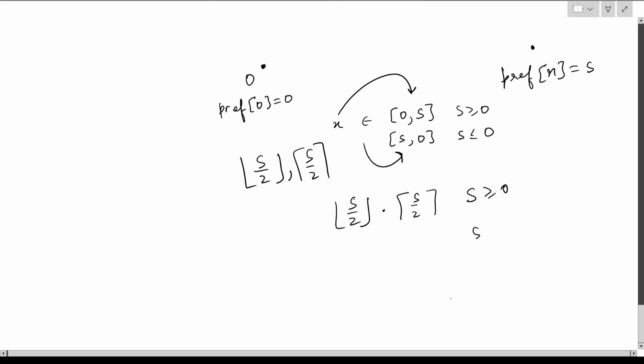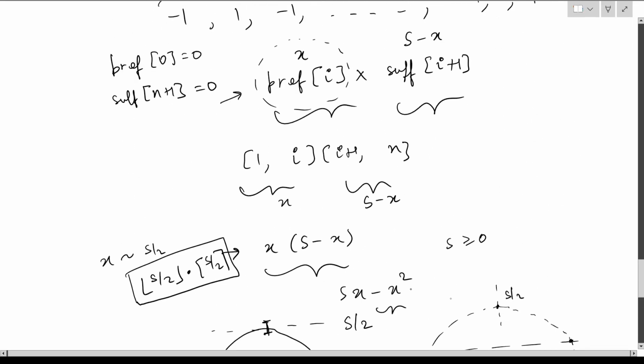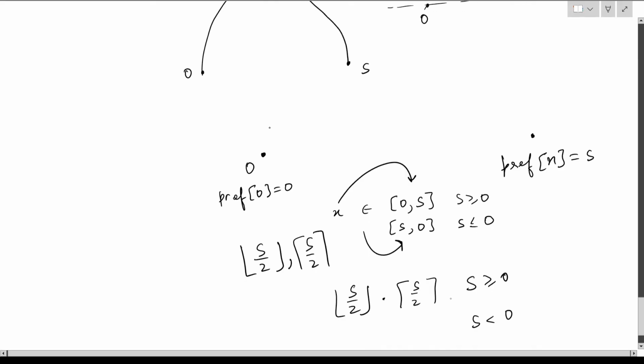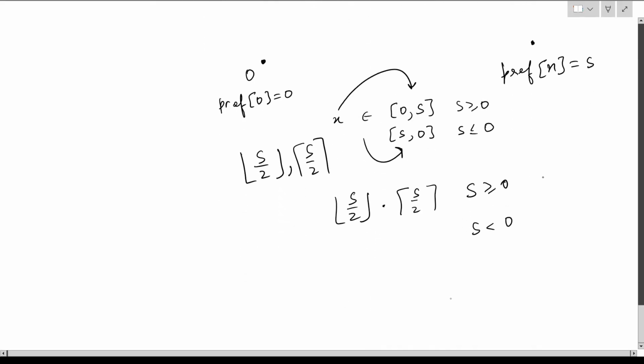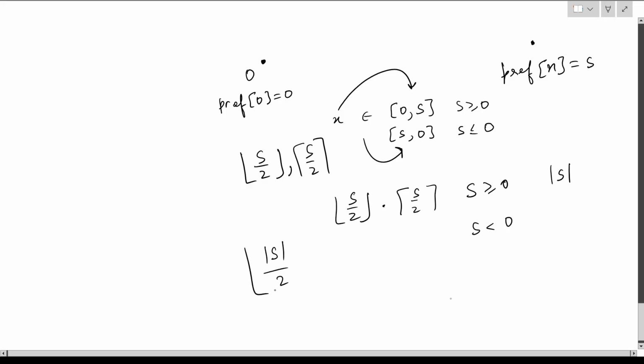For s less than 0, we can simply multiply all the elements of the sequence by -1, and it changes nothing because prefix of I gets multiplied with -1, and so does suffix of I plus 1. And so both of these change by -1, which makes the product remain the same. And so we might as well assume s at least 0 by replacing s with its absolute value. And now we know that the answer is simply this.